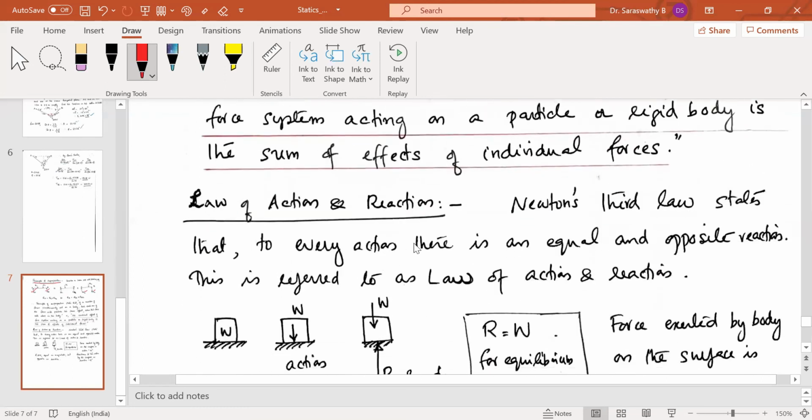Law of action and reaction. Similarly, that is Newton's third law. You are familiar with it. For every action, there is an equal and opposite reaction. This is also referred to in statics as the law of action and reaction.